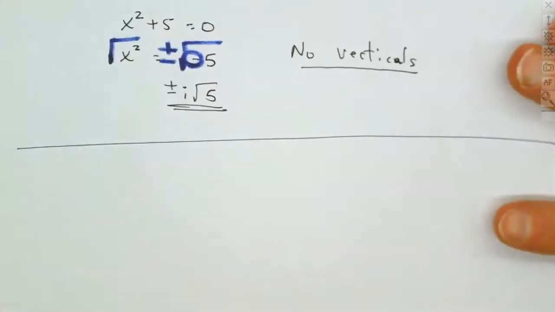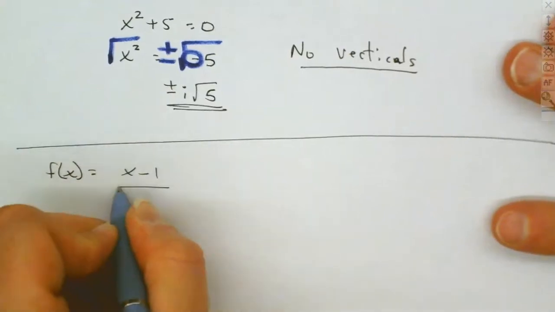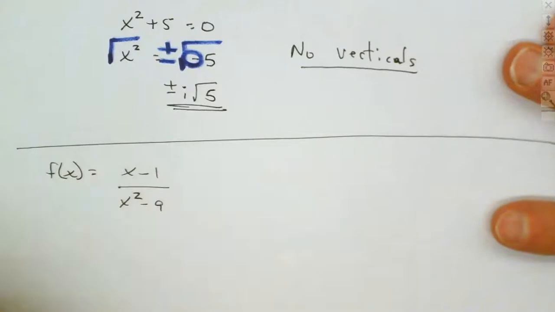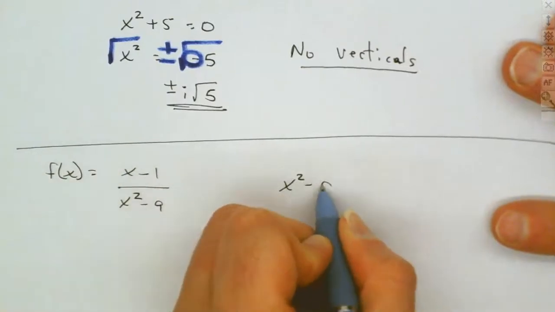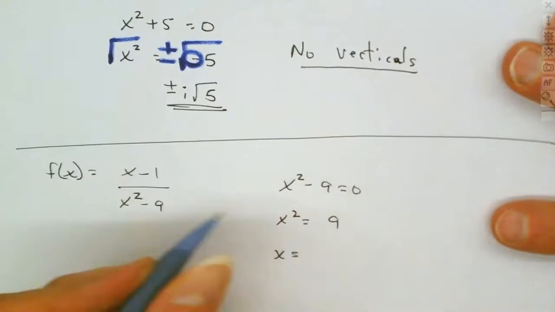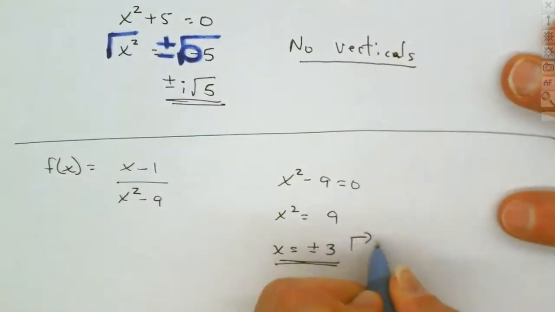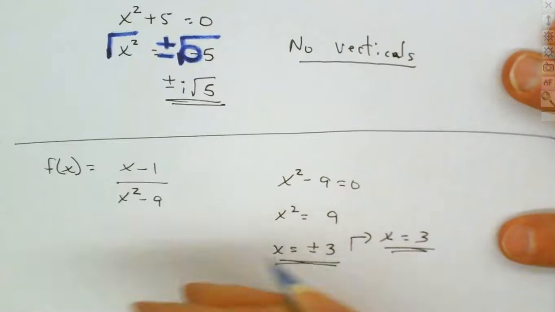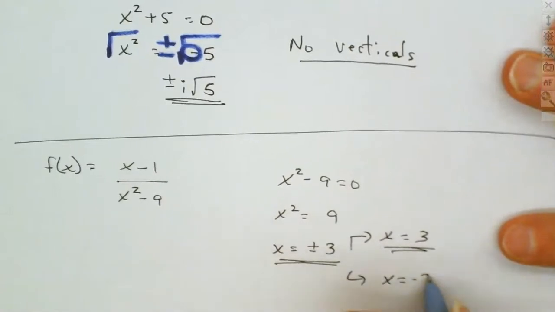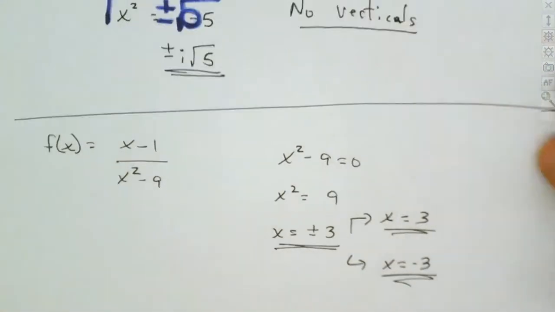Okay. Because on number 5, we have f of x equals x minus 1 over x squared minus 9, right? And so x squared minus 9 equals 0. X squared equals 9. So x equals plus or minus 3. So that means I have my two vertical asymptotes, x equals 3 and also x equals negative 3. So that would be answer C, because you have them both. Does that make sense now? Yeah. Does that help with those now?